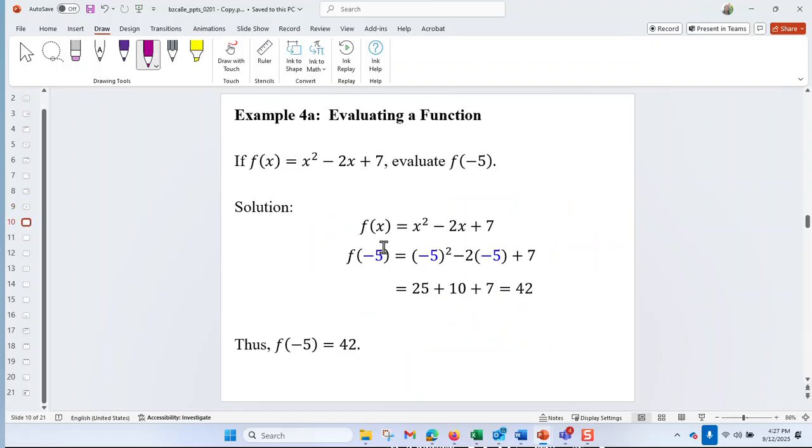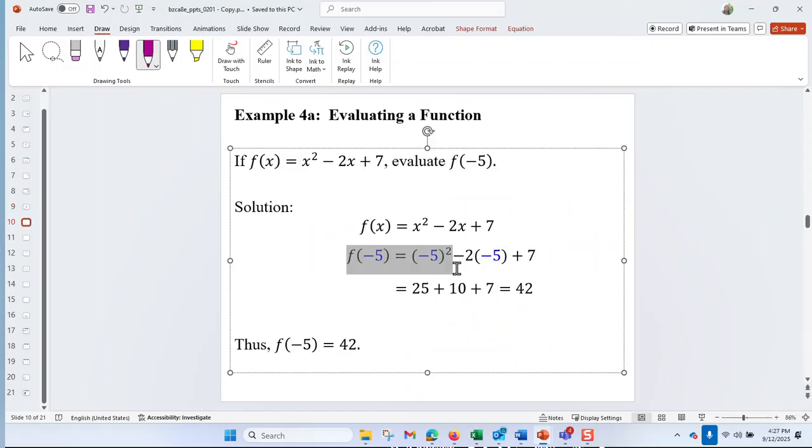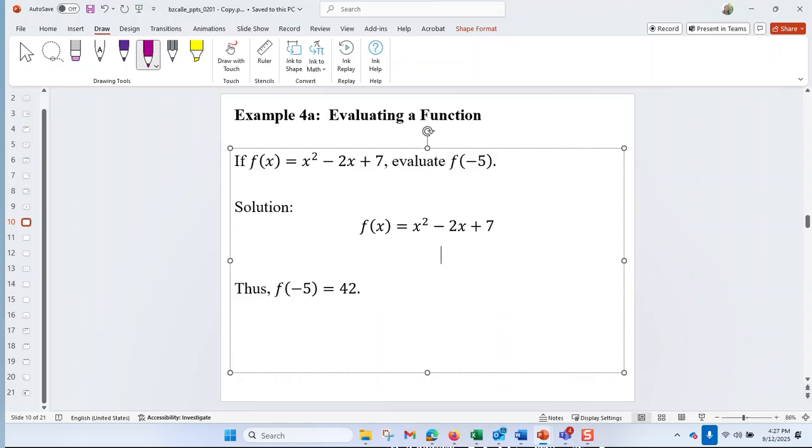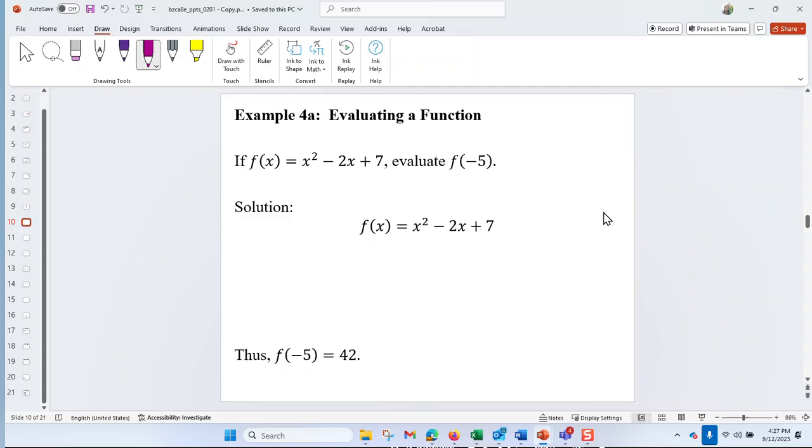Okay, so look at this one right here. We're going to give this one a quick calculation. How do we calculate this one? We want to find a y value when x is equal to -5. And what is the f expression? This is your f expression: f of x is equal to x squared minus 2x plus 7. So how do I evaluate this one?